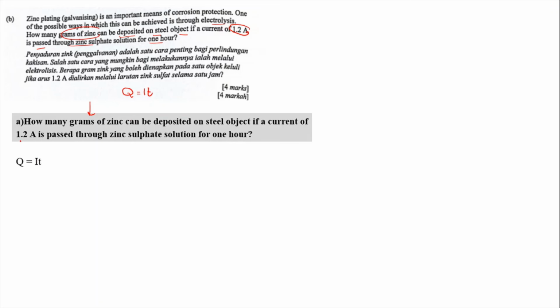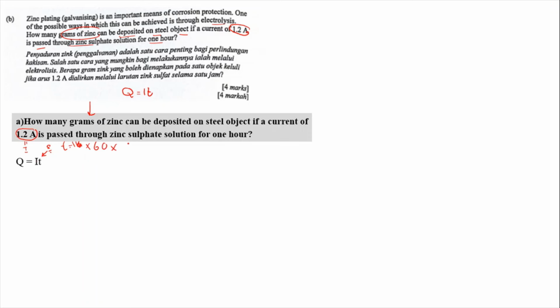Our I here is equal to 1.2 ampere. This one refers to I. And then our T here needs to be in the unit of seconds. It must be in the unit of seconds. So 1 hour, we can change that into 60 minutes by multiplying by 60.